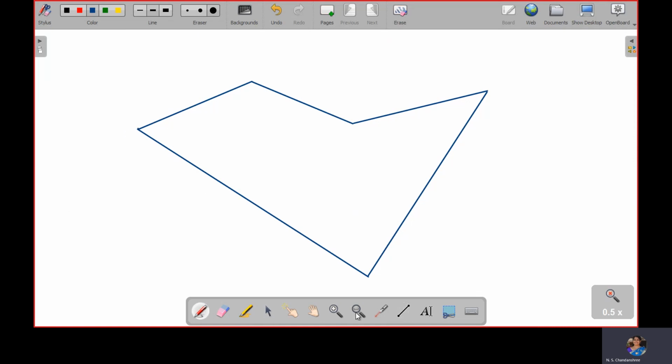So these are the points A, B, C, D, E. We'll mark the north at these points. We'll only mark north side points here. Now they have given us the bearing of these points. So they have said that this is point A, B, C, D, E.